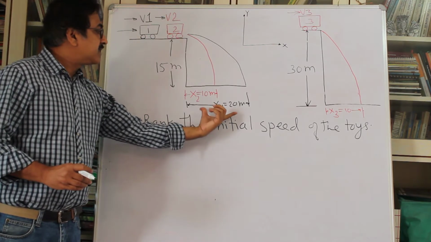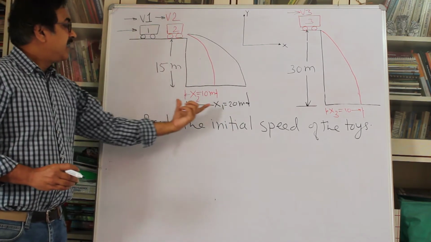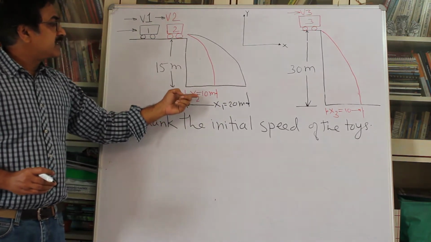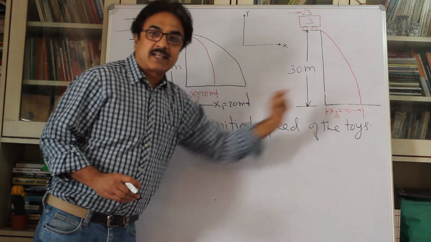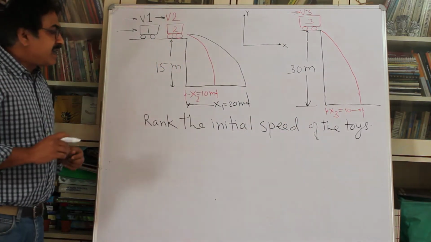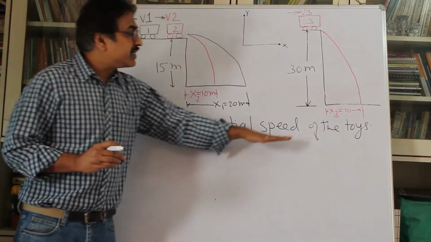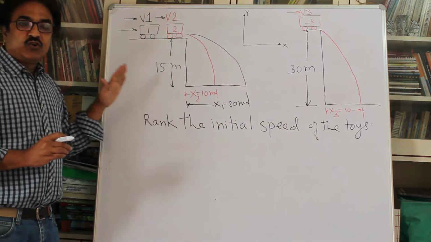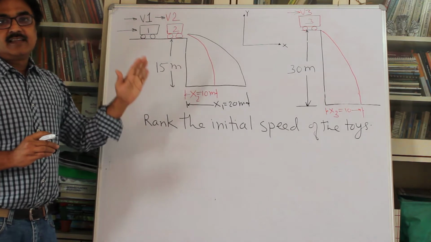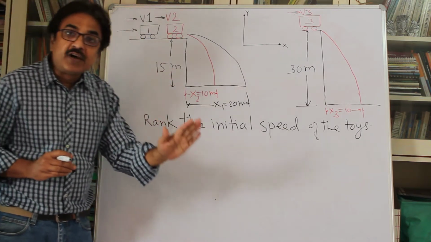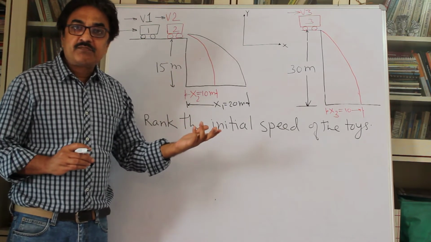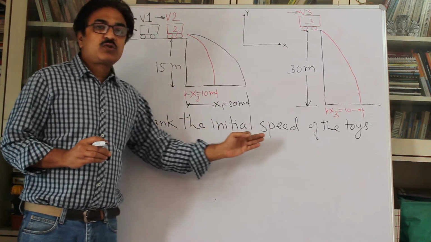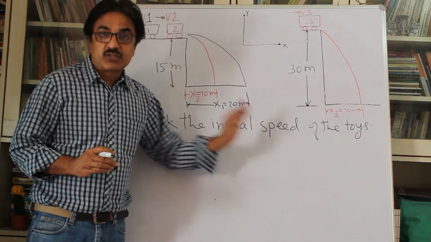This is 10, this is 20. So the first car would move a distance 20 horizontally, second would move a distance 10, the third will also move a distance 10. Now what you are asked is to rank the initial speed of the toys. Rank them, right? So which is the highest, the intermediate and the lowest speed. Maybe two of the speeds could be equal, whatever it is. So basically you are asked to rank the speed of these toys.